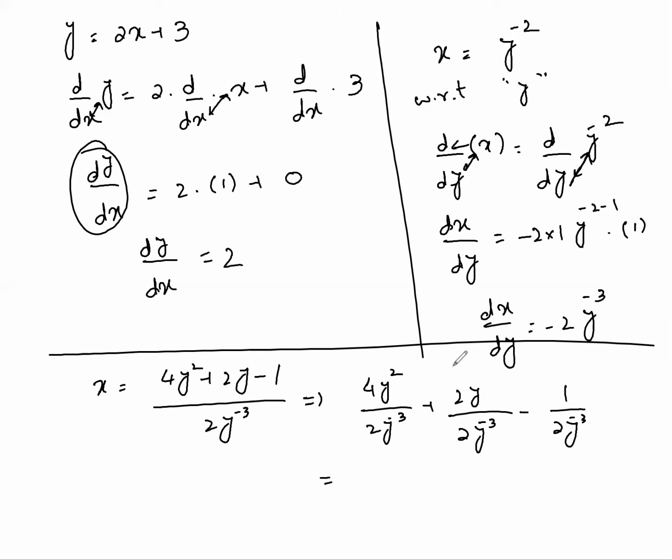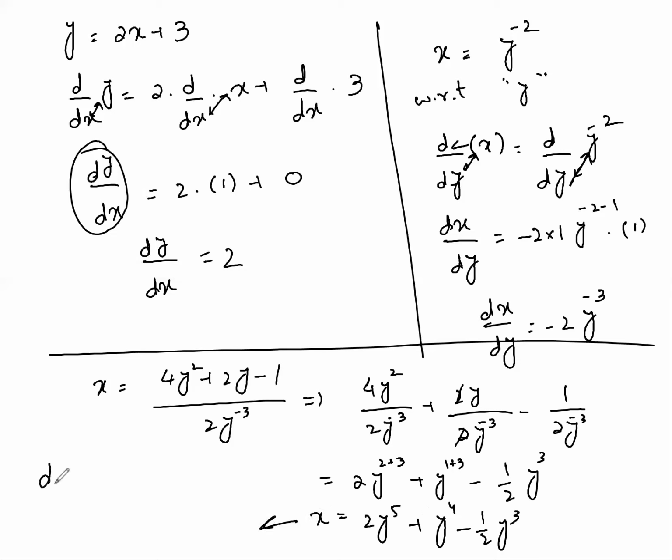This minus y3 will go up, it will become 2y 2 plus 3 plus this 2 will cancel out, it will become y 1 plus 3, and it will become 1 by 2 y raised to power 3, which equals x. Now if we take its derivative, it will become dx by dy equals 10y4 plus 4y3 minus 3 by 2y2. I am taking its derivative like this.